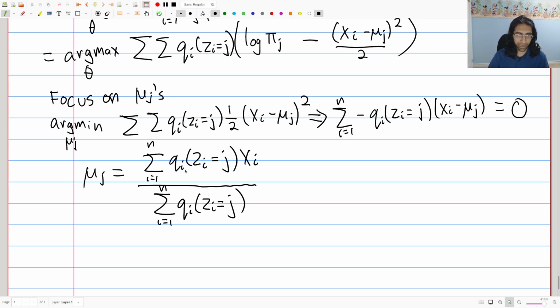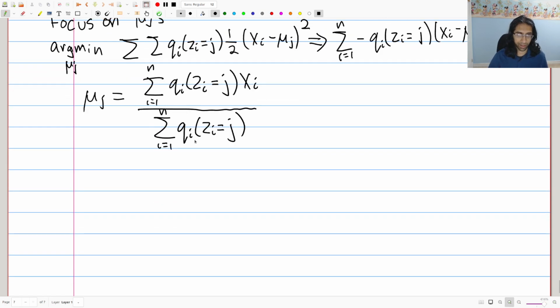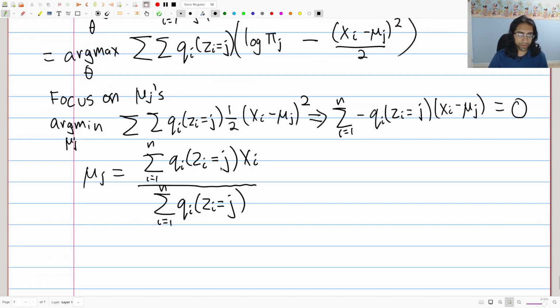you can see that we're kind of taking a weighted sum of the points. This is the fractional weighting of the points such that they're in the set, and then we normalize by the total weight assigned to this cluster. So this is an easily interpretable expression as the weighted sum of points, weighted by these belongings to this cluster. Okay, so that's the easier one.